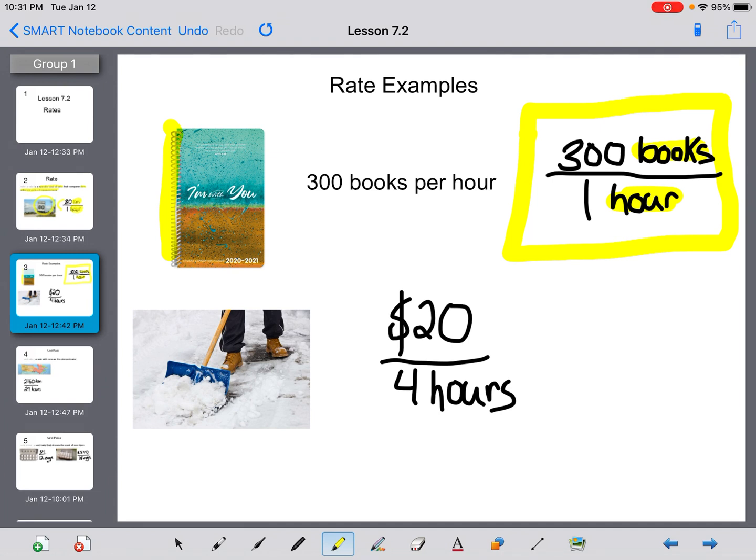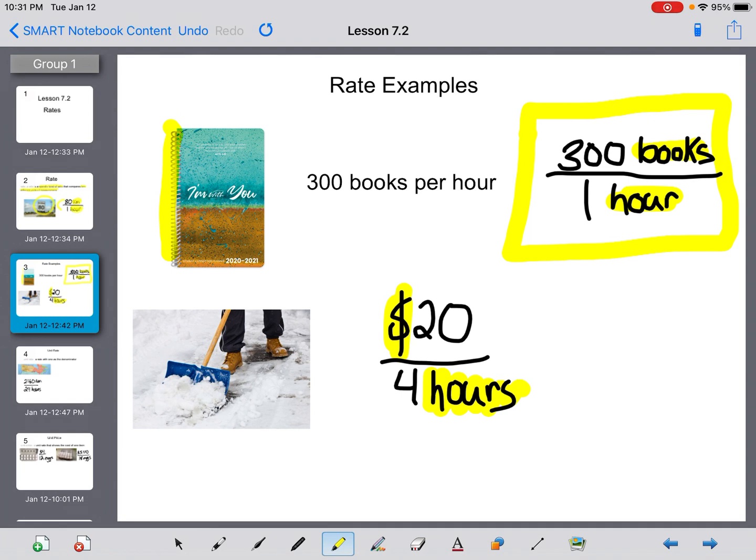Another time when you talk about rate is, let's say you get a job shoveling snow. Maybe your neighbor has a huge driveway and he agrees to pay you $20 for 4 hours. Probably not the best deal, but you might accept it if you're really bored during this next lockdown. So those are two different examples of rate where we compare two different kinds of measurement.